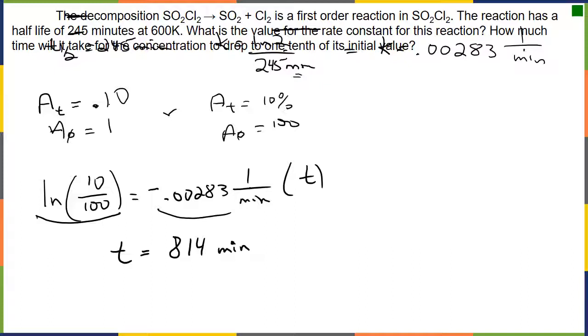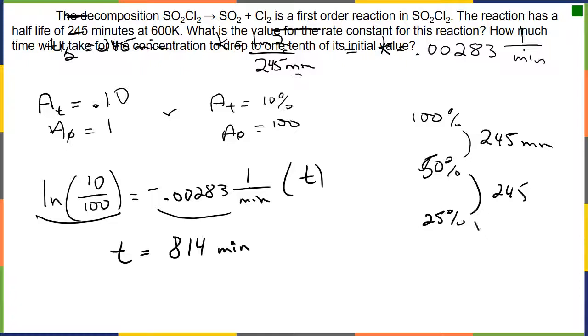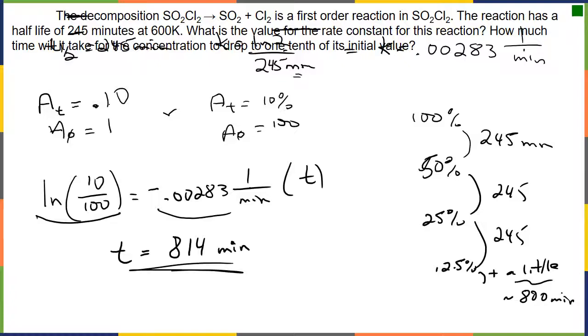If we start out and go from 100% to 50%, that's 245 minutes. If we want to go down to 25%, that's another 245. If we want to go down to 12.5%, that's another 245, plus a little. We work those out, we get 245 times 3, which is 735, plus a little, which will probably tell us that we've got about 800 minutes, which at least tells us that we're on the right track. Using the equation gets us to be a bit more precise.